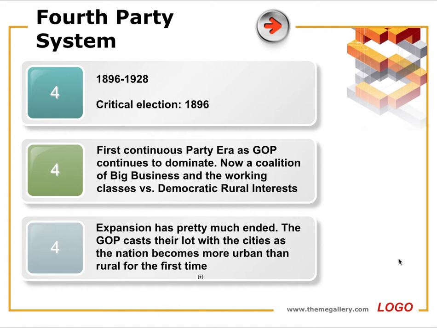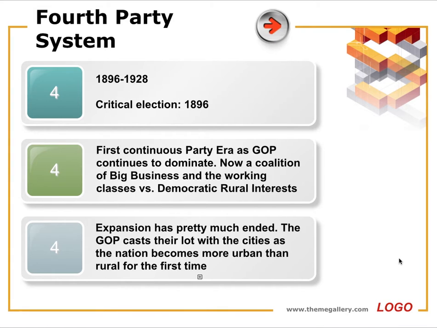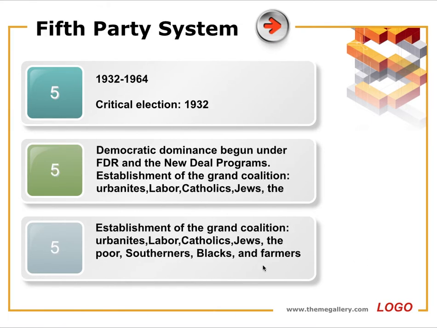It's also kind of the end of an era in which you see a rise of a number of parties, especially the Populist Party. The Populist Party gives us so many great ideas: the direct election of senators, the income tax, and things like that. But it's kind of the end of an era. The GOP casts its lot with the cities and becomes an urban party, and it continues its domination through the end of the Roaring '20s. But what changes everything, of course, is the Great Depression. And that critical election is 1932.